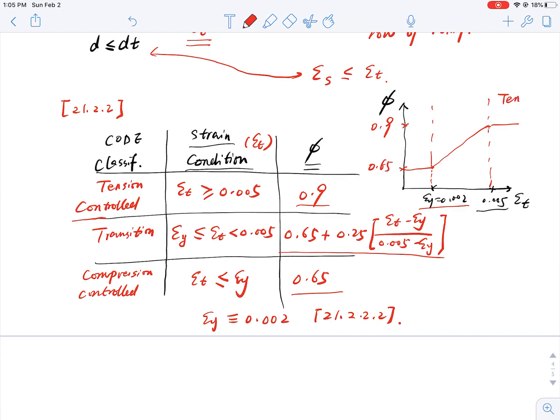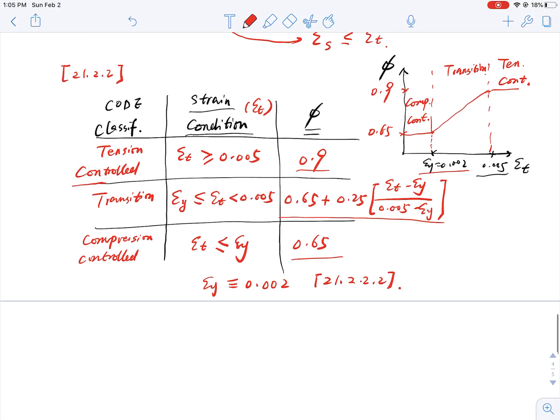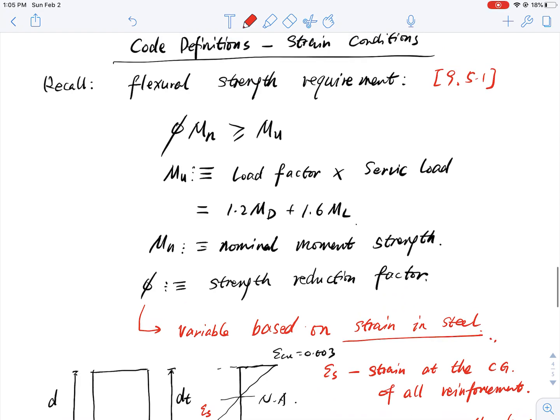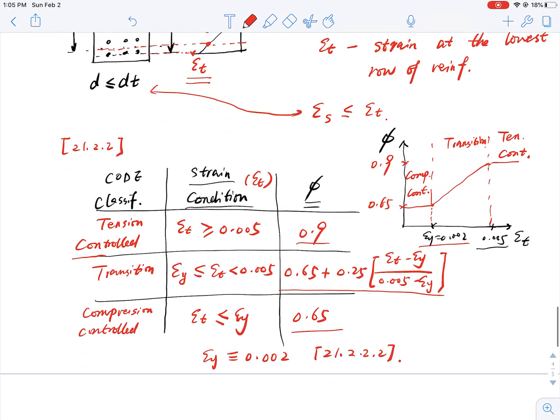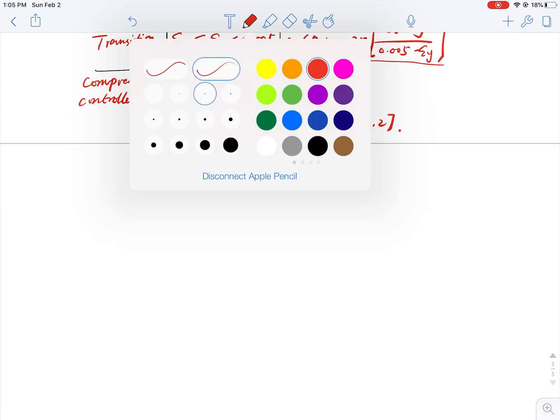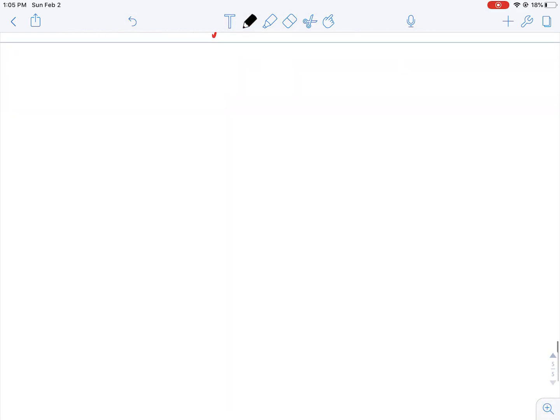So this is called tension controlled. This is compression controlled. And this is transition. That's how we differentiate phi. So you can see that when we do design, we rely on this strength reduction factor, but you cannot simply use a constant. This strength reduction factor is actually dependent on the strain in the steel. So let's take a look at the example of how we apply this strength reduction factor.